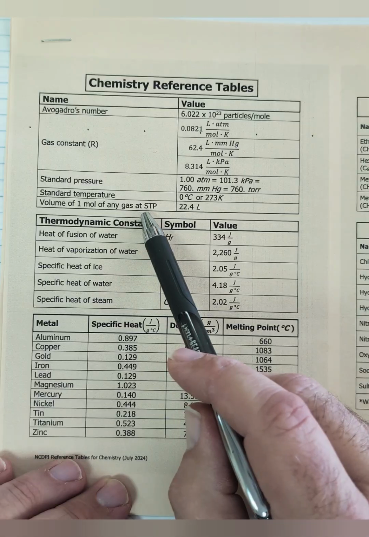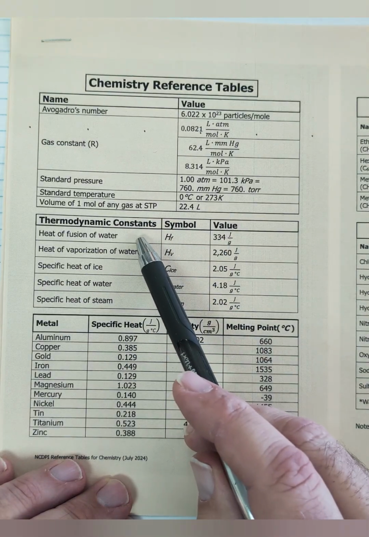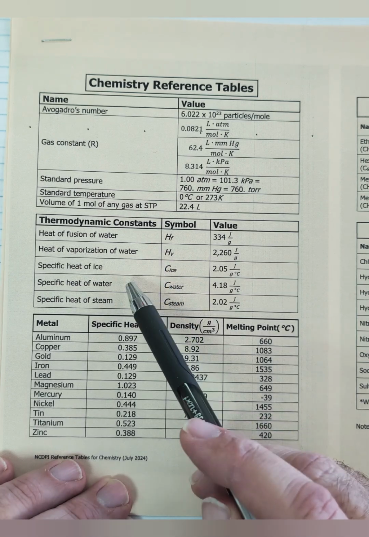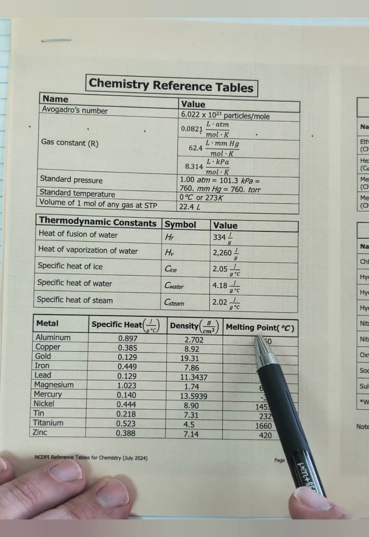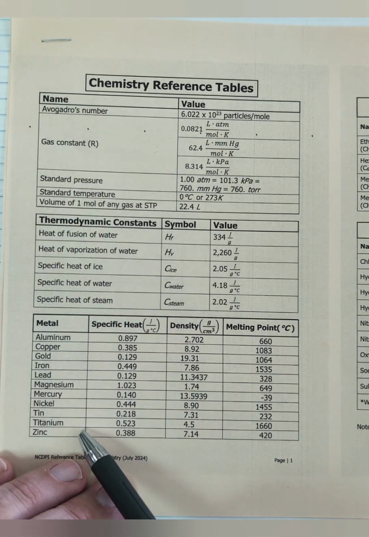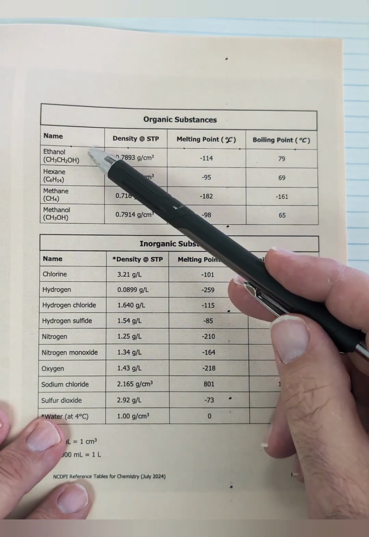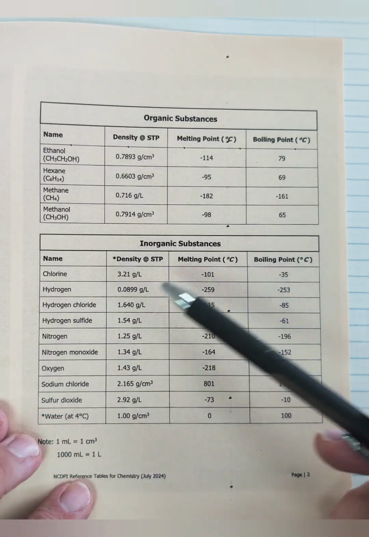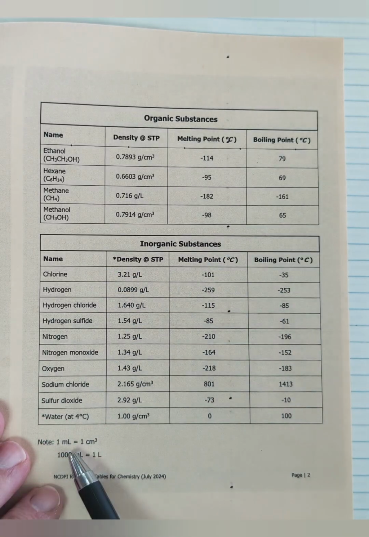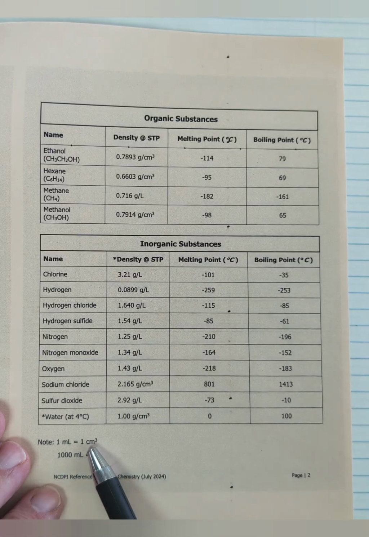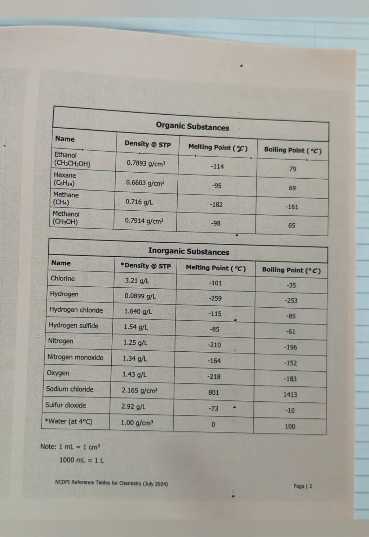Volume of 1 mole of any gas at STP is 22.4 liters. We also have heat of fusion and vaporization for water, specific heat of ice, water, and steam. We also have specific heat, density, and melting point for various metals. On page 2, we have density, melting point, and boiling points of 4 different organic substances. We have the same thing for some inorganic substances, and we have a reminder that 1 milliliter is the same thing as 1 cubic centimeter, and 1,000 milliliters is 1 liter. Both of these could be used as conversion factors.